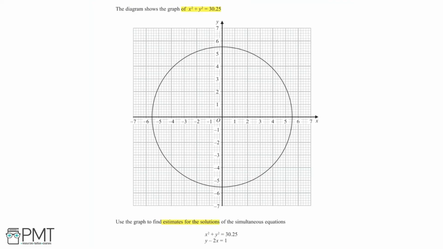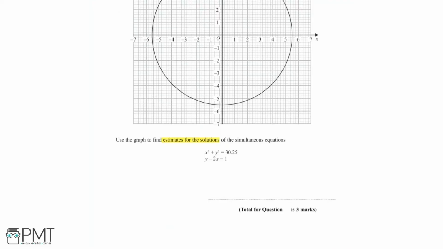Now let's consider what this question is asking us. When we're asked to find the estimates for the solutions of the simultaneous equations, we're being asked to find the points at which the circle and the line intersect. And so in order to find the points at which the circle and the line intersect, we need to draw the line on our graph.